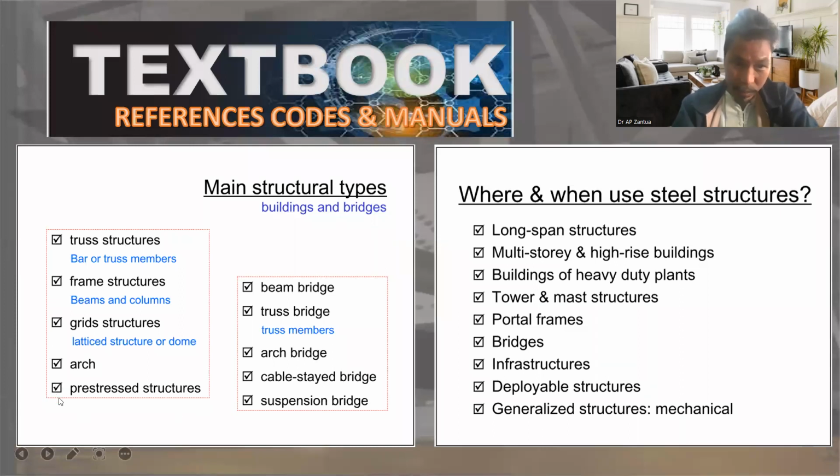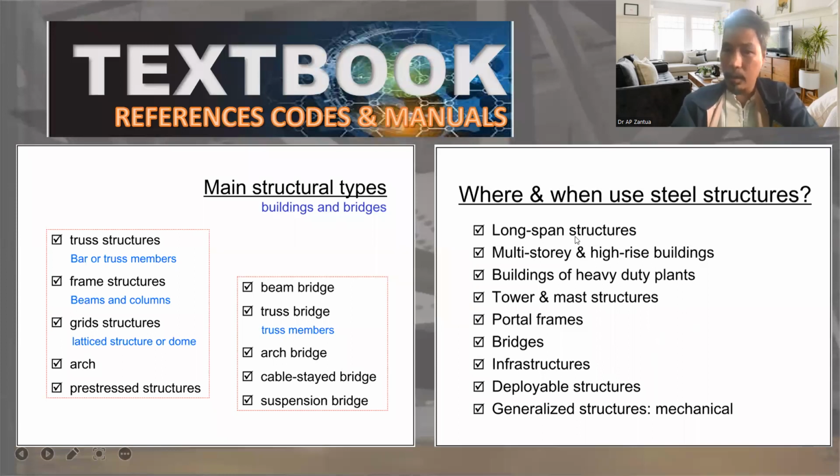This is the exception. We will have an example of this much later. Okay. So for the bridge, we have beam bridge, truss bridge with truss members, of course, arch bridge, cable stayed bridge. Okay. So we have an example of this, and also an example of suspension bridge. So let us ask, where and when we can use steel structure? Because of this, we can generalize the application advantageous to steel structure.